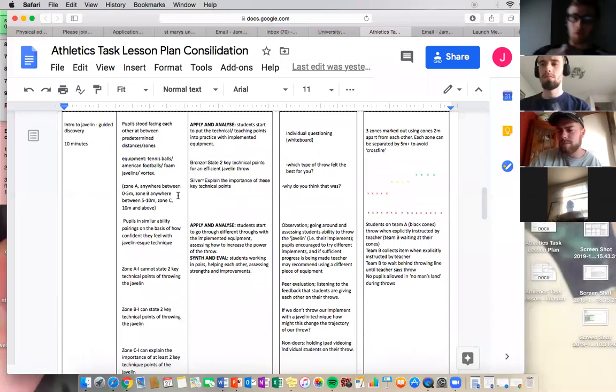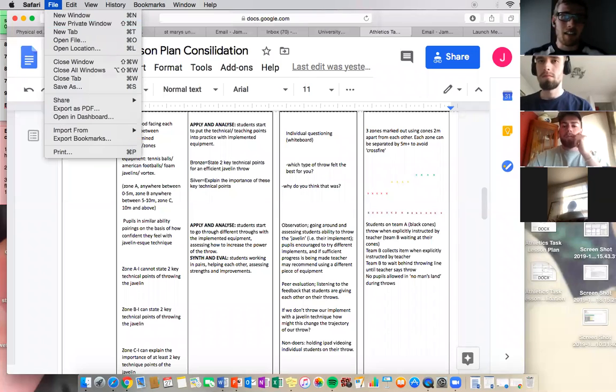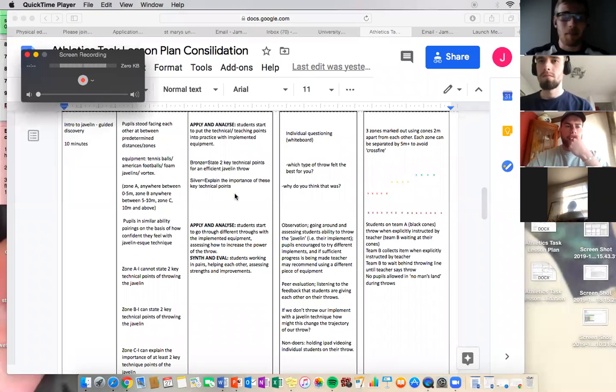So one of the things from the brief was about a student-centered approach. So we've gone for a guided discovery approach. Another thing on the brief was to make sure that there were high levels of activity. So obviously in a typical or traditional javelin lesson, it'd be throw, stop, wait, go and collect it, bring it back. And that can be quite time consuming, and you don't get much activity in the sense of the physical aspect of the lesson.